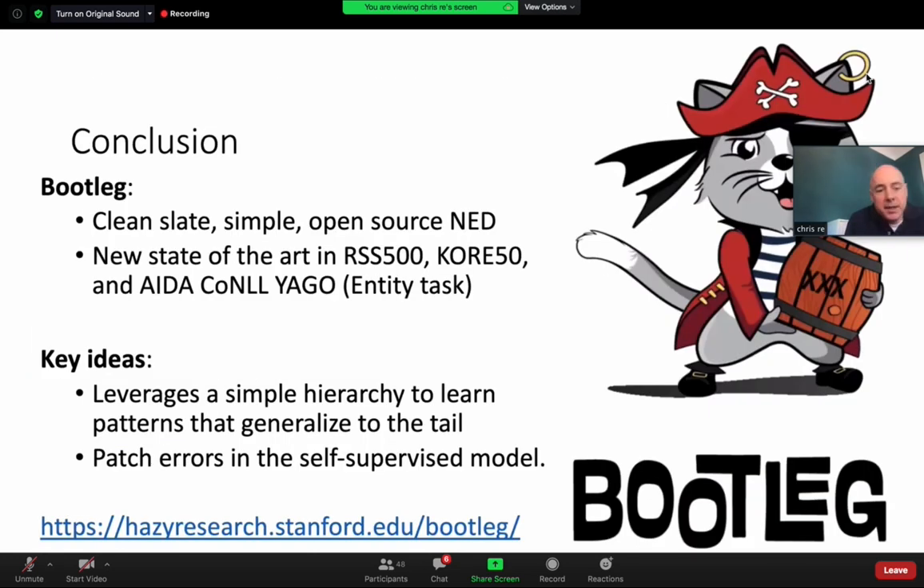So in conclusion, I wanted to talk a little bit about Bootleg, which is this clean, simple, hopefully open source named entity disambiguation system. It sets some new state-of-the-art results on things like RSS Core 50 and Ada, which are different entity-specific tasks. I know people are starting to get interested again in how we fuse knowledge into these big pattern recognition systems, which I think is a perennial question in machine learning and AI, and I'm really fascinated by this. I wanted to highlight this problem of learning in the tail because it was in my face every day when we were building systems in industry and wasn't really studied as much as I could find in the academic literature.